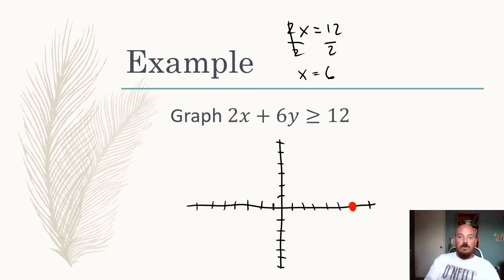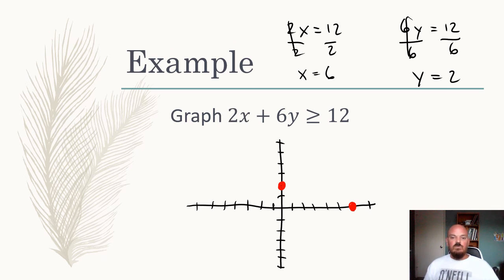Okay. Now we do the same thing with the y's. Let's say x equals 0, and this whole 2x disappears. Then what I get is 6y equals 12. We're pretending it's an equation for now. Don't worry about the greater than or equal to. I divide both sides by 6, and I get y equals 2. That's my y-intercept. Now if the y-intercept is positive 2, I count up 2 and I put a point there.